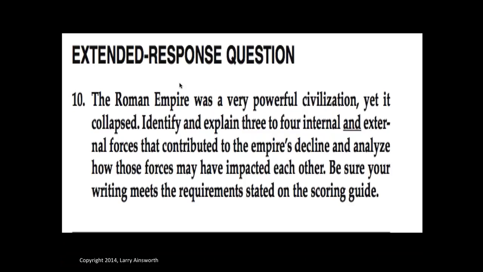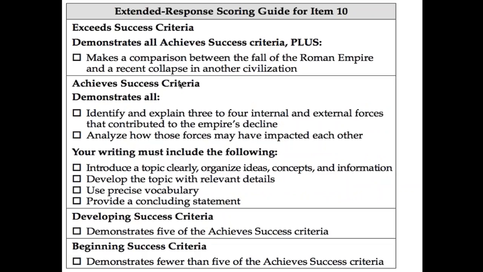We'll look at one more example. The Roman Empire was a powerful civilization, yet it collapsed. Identify and explain 3 to 4 internal and external forces that contributed to the empire's decline. Analyze how those forces may have impacted each other, and be sure your writing meets the requirements stated on the scoring guide. So the key is 3 to 4 internal and external forces and how they contributed to the empire's decline, and writing guidelines on the scoring guide.